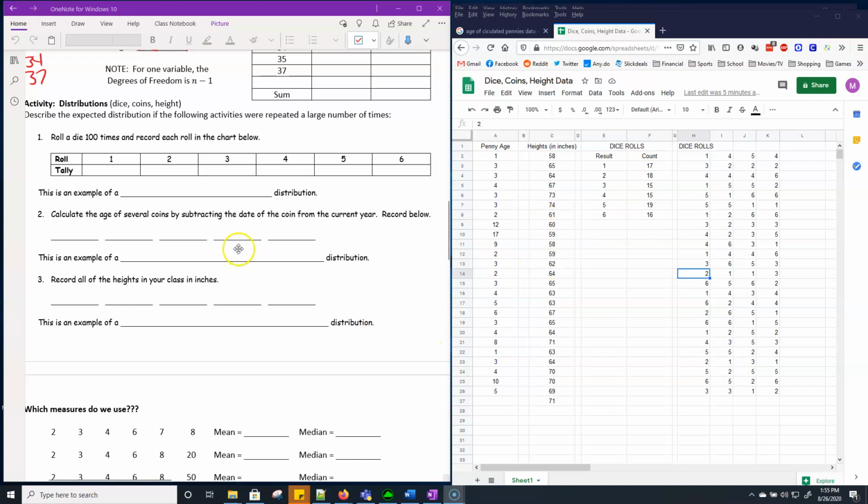Okay, class, now I'm going to do the activity for distributions in our outline. And it gave us data on dice, coins, and height. And what I did is I made a Google Sheet where I logged this data.